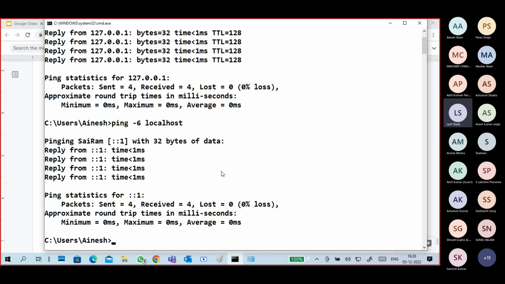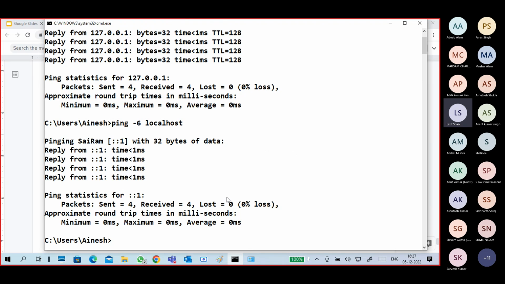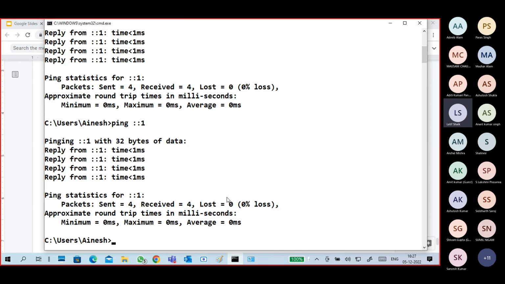This is a self-test. Is your TCP/IP working or not? Is the TCP/IP service working or not? To test it, we can use the ping command. Can you ping ::1? Yes. Okay, I'm pinging myself with the IPv6 address.